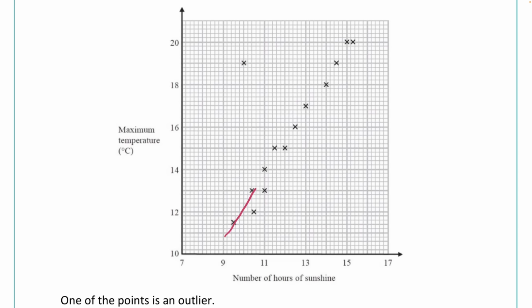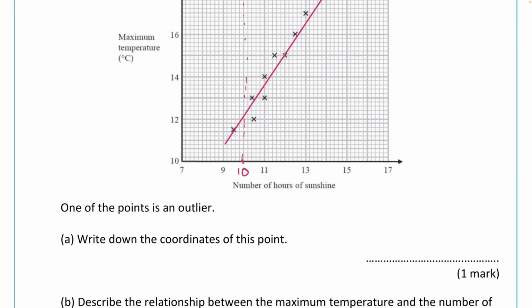So if we draw a line of best fit, which goes somewhere like this through the points, you can see over here we have this one point which is out of the way. It doesn't follow the rest of the points. So the coordinates of that, let's have a look. We'd obviously just want to trace down, read that carefully. There we go, so that's on 10, and across here it's on 19. So the coordinates of that would be 10, 19.